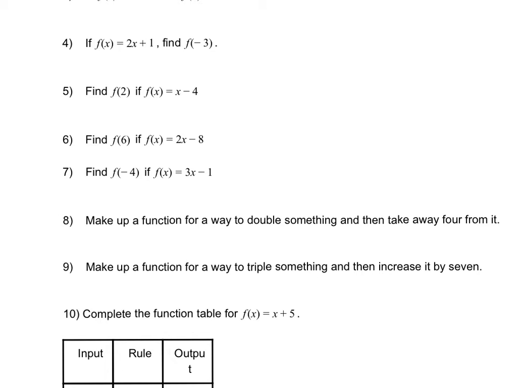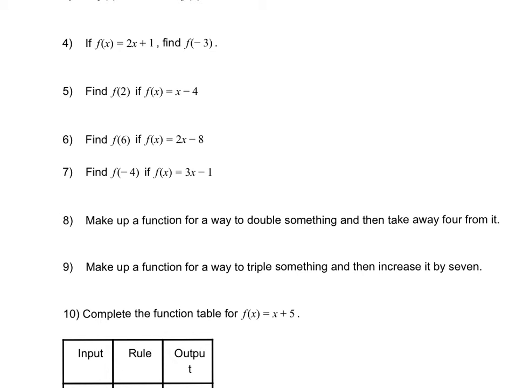On number 4 here, we have a function that takes the value and doubles it, and then adds another 1 to it. So that's what this function does. No matter what number we put in for x, it's going to double it and add 1 to it. All right, if we want to find f of minus 3, that means our input is going to be negative 3.